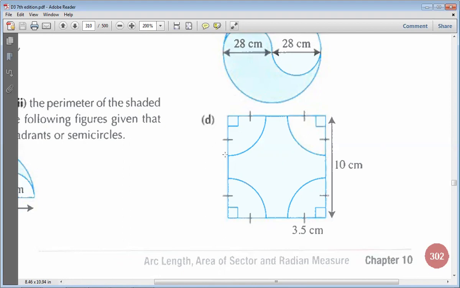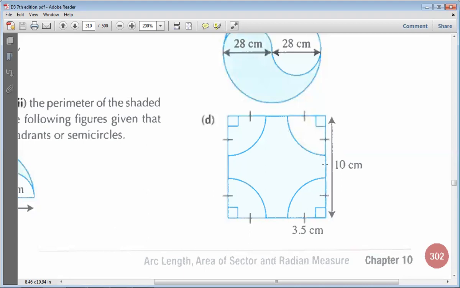Now, if you want to find out the perimeter of this shaded area, this is the perimeter. You can see there are 4 arcs, this arc, this arc, this arc, and this arc. And then there are 4 straight lines also. They are also part of the boundary of the shaded region.